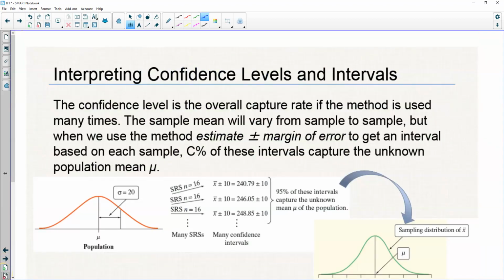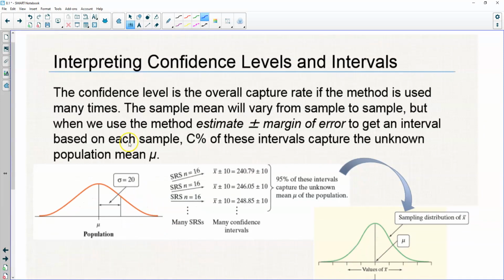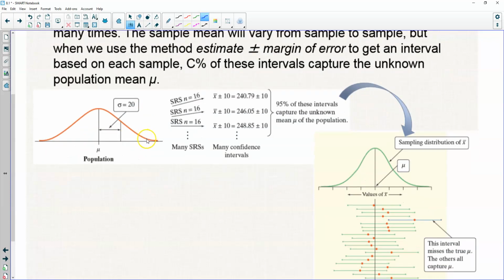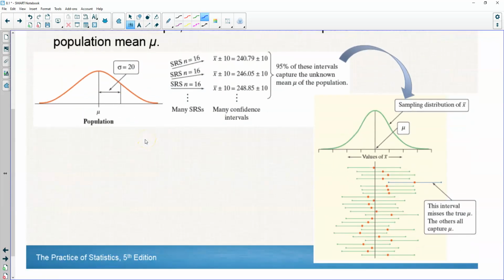So going back to our mystery mean, the confidence level is the overall capture rate if the method is used many times. The sample mean will vary from sample to sample, so that's where we have those 3 different values written there. But when we use the method estimate plus or minus margin of error to get an interval based on the sample, C% of these intervals capture the true unknown population mean. What I'm looking at here on the right side is our true mean, mu, in the middle, and different values of x bar from each of our samples of size 16. They're all the same size.